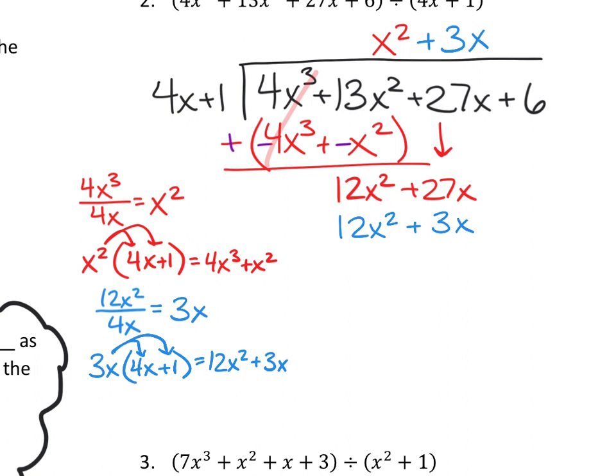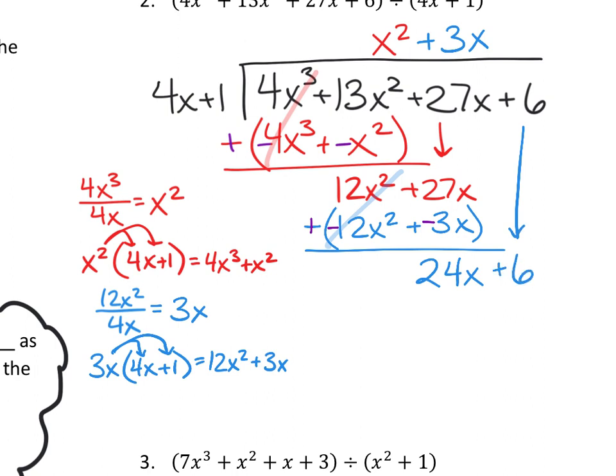We've divided, we've multiplied, we subtract, but I hate subtracting, so instead, add the opposites. Change all the signs. Change, change, change. 12 plus negative 12 cancels. It should cancel. Has to cancel. And 27 plus negative 3 is 24x. Bring down. I got to keep going.